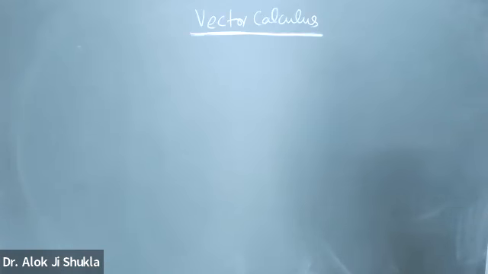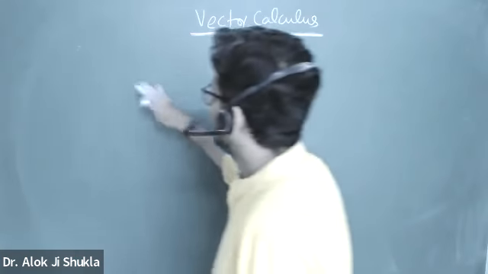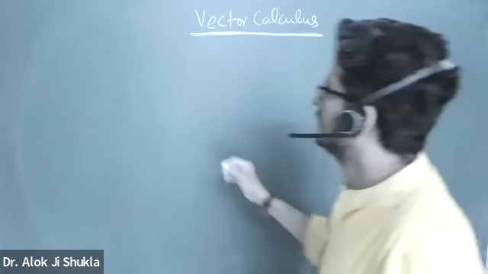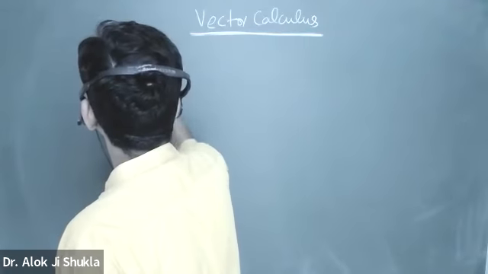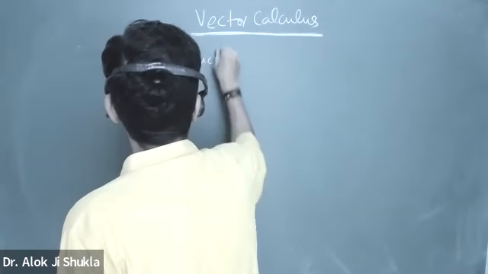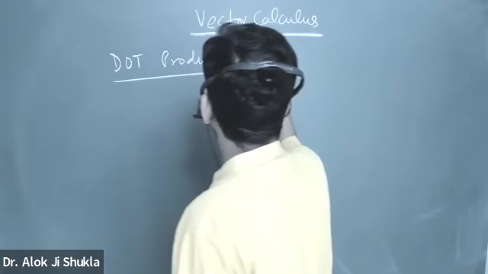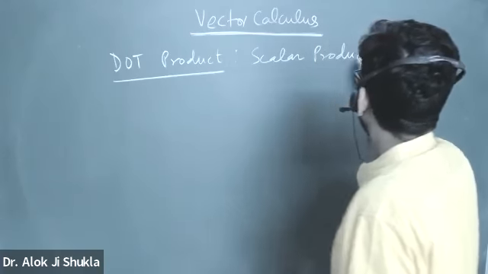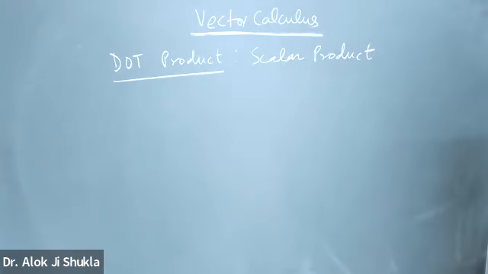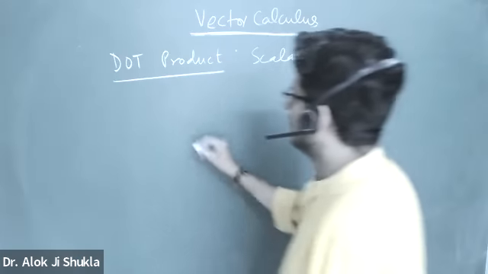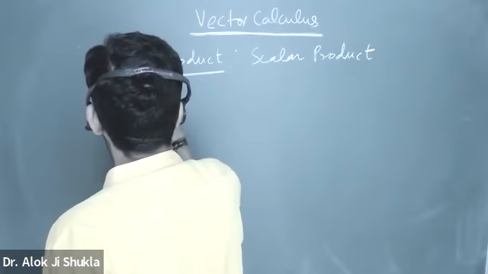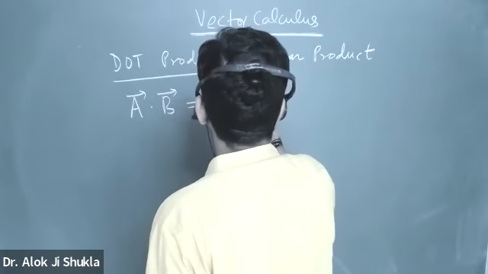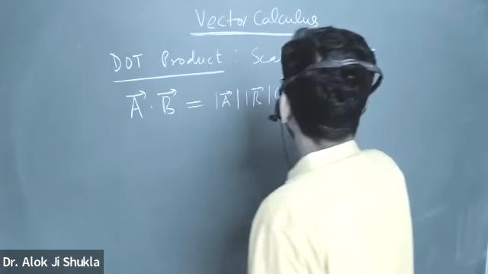Okay. Now, if I check about the multiplication, because of the need, we have two types of multiplications. One is known as dot product. And this is also called scalar product. And another one is called cross product. So if I take a vector in Cartesian, A dot B, it is defined as A B cos of theta.